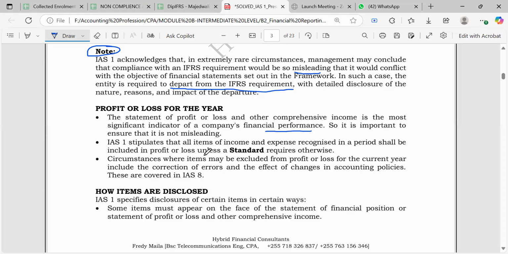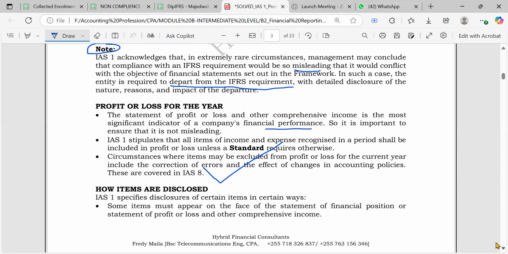I hope you got the point, right? Yes. You can see circumstances where items may be excluded from the profit or loss for the current year, including maybe the correction of errors and the effect of changes in accounting policies. If you have prior period errors, like you saw yesterday, right? And the change in accounting policies, those apply for the previous years. I told you, if it is a correction of current period errors, obviously you will affect the income statement. If it's for the current year. Got that? Yes.